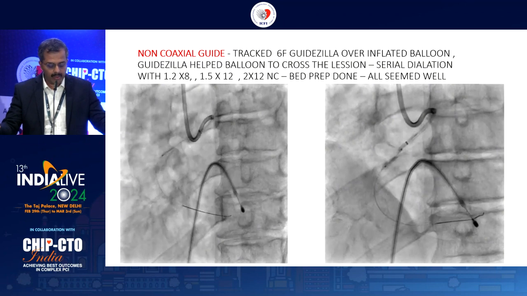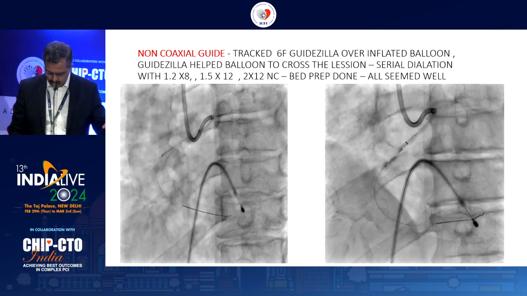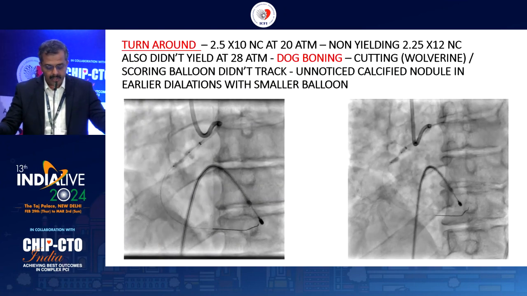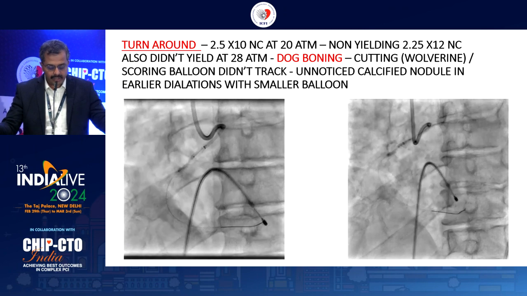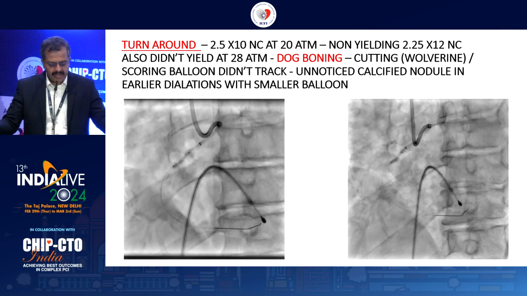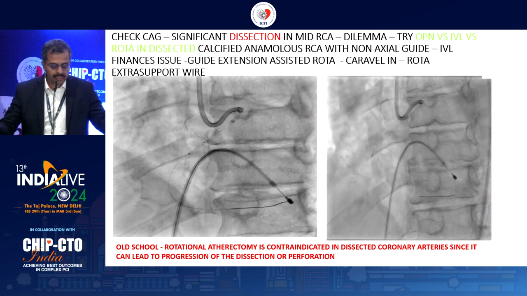We got a 1.25 balloon, 1.5, 2.0, 2.12 balloon dilated down. We initially thought everything looked well and was going in line. Suddenly there was a turnaround when we took a 2.5 non-compliant balloon, and you typically find that dog boning; the 2.5 non-compliant balloon was not yielding. So we went down the size to a 2.25 balloon at 28 atmospheres. Even then it didn't yield. You can see the dog boning, and we tried in futile attempts to track a cutting balloon or scoring balloon. Both didn't track. So there was an unnoticed calcified nodule in the earlier dilatations with the smaller balloon, which was not yielding at 2.5, and we had to circumvent this.